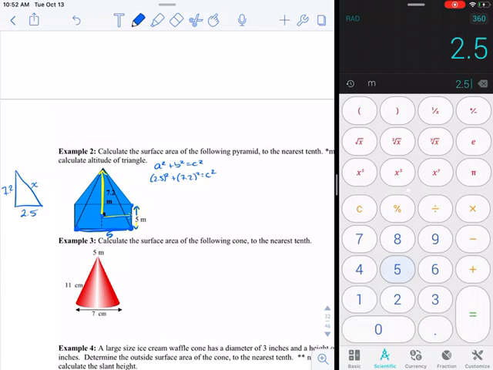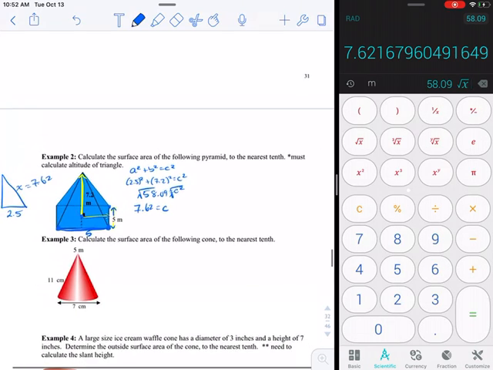So 2.5 squared plus 7.2 squared, that equals 58.09. But we don't want the square, we want the square root. So if we take the square root of that value, the slant height is 7.62. All right. So let's use that in our formula.